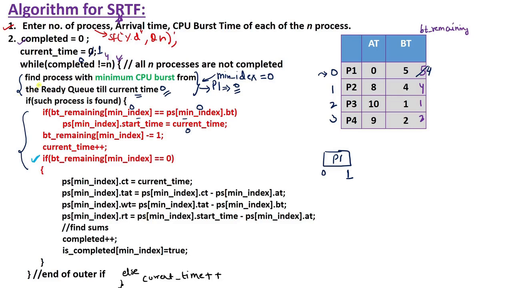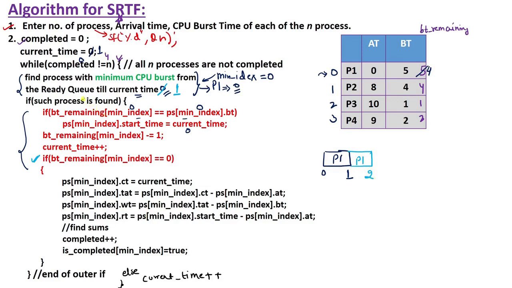Again we will come and we will say, okay, find the process having the minimum CPU burst time from the ready queue till current point of time. So currently time has increased to 1. So till 1, is there any process that has arrived inside the ready queue? No new process has arrived, only P1 is there. So now again P1 will run on the CPU because this is the only process, having the burst time remaining as 4. So again we will run it for 1 unit.